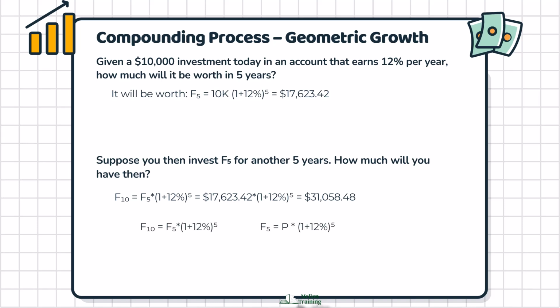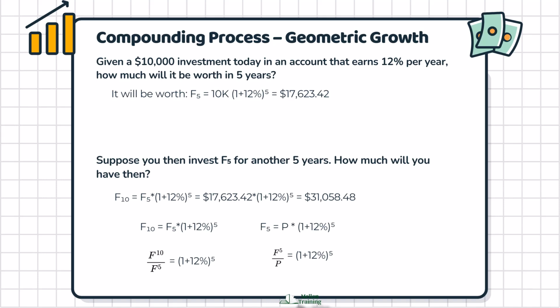And what it means to be geometric is that if I compare what I have in year 10 versus year 5, versus what I have in year 5 versus the original principal, these ratios are the same. So that means that for any 5-year period, you're growing at the same proportion.